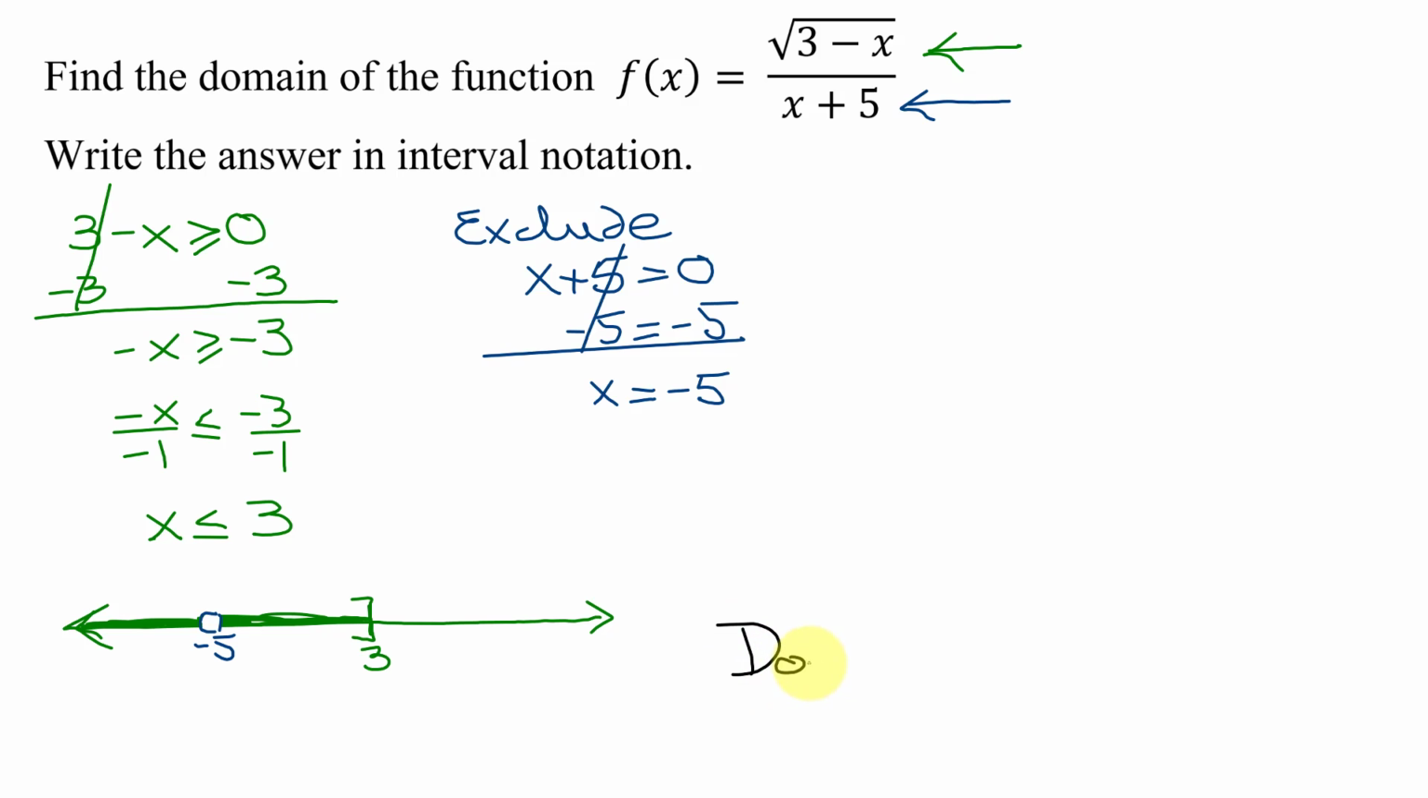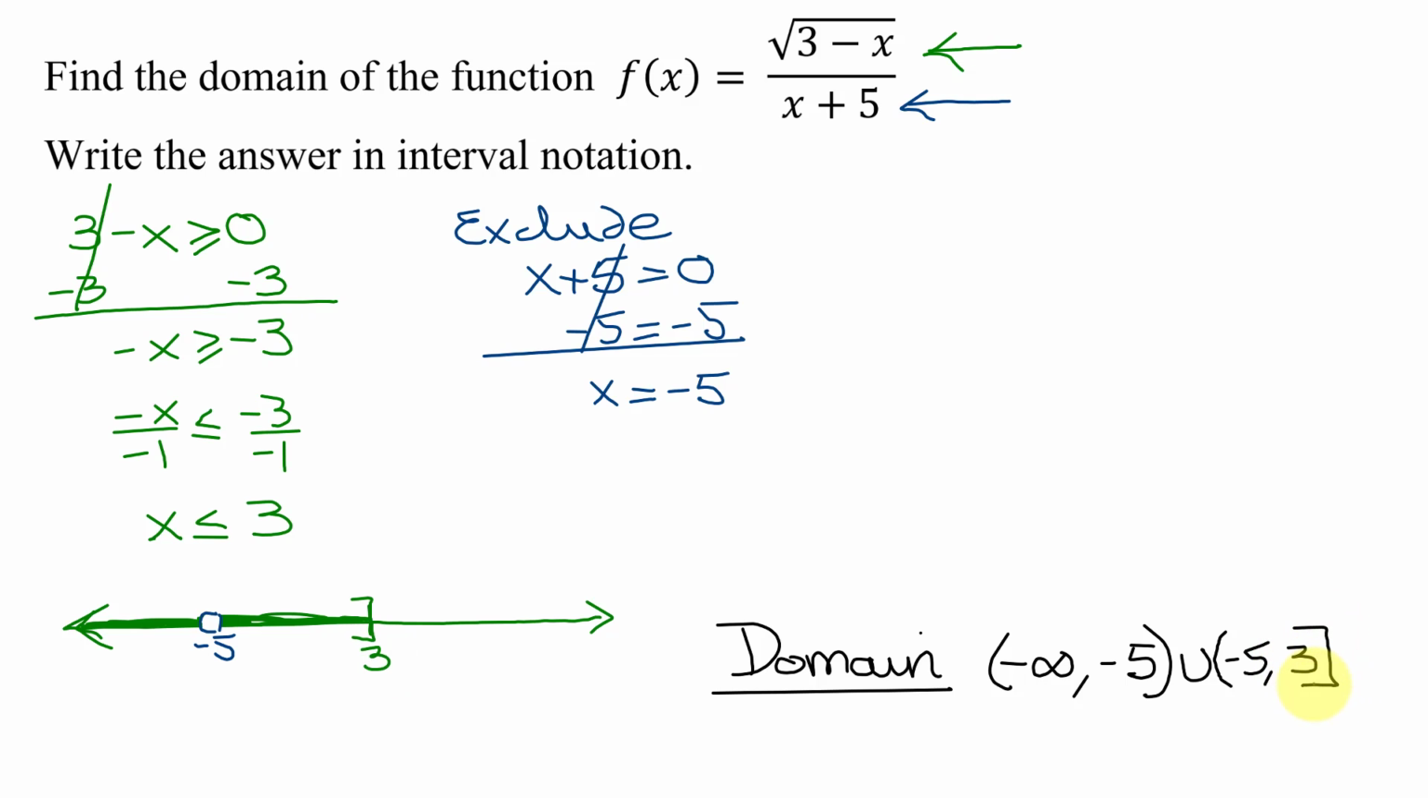So the domain of this problem, if I look at my graph, I need this interval that starts at negative infinity and goes to negative 5. I must always put parentheses on infinity and negative infinity, but I have to put it on the negative 5 to exclude it, unioned with the next part. Again, I must use a parenthesis on the negative 5 to exclude the negative 5, comma 3, and you have to put a square bracket on the 3 to include it. So there is the domain for this function.